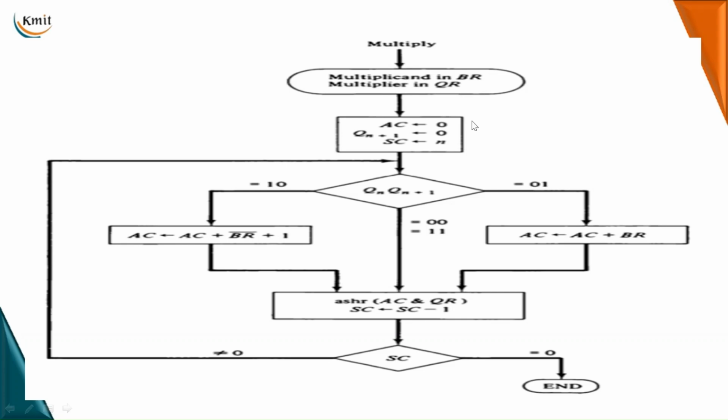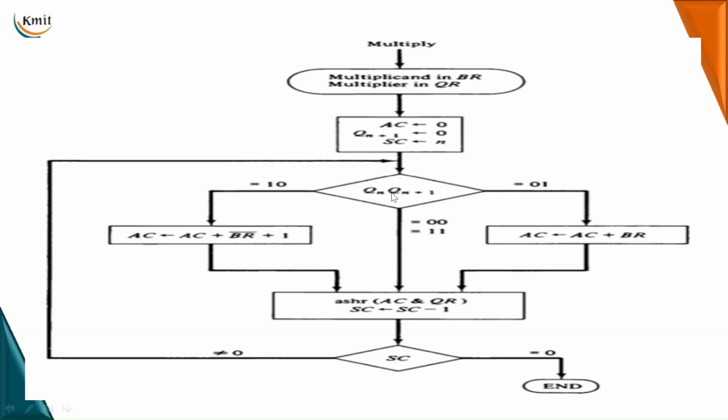The next step of the algorithm is the initialization of the registers. We have a temporary register AC, which is initialized to all zeros at the start of the algorithm, and the sequence counter, which is initialized to the value n, where n represents the number of bits of the multiplier. And Qn plus 1 is initialized to 0.